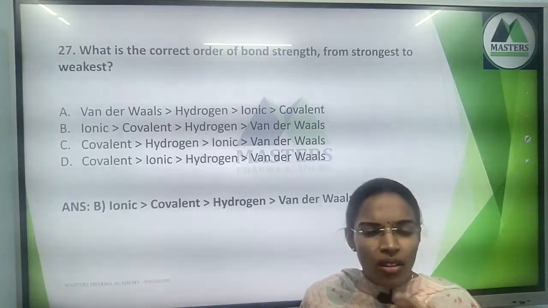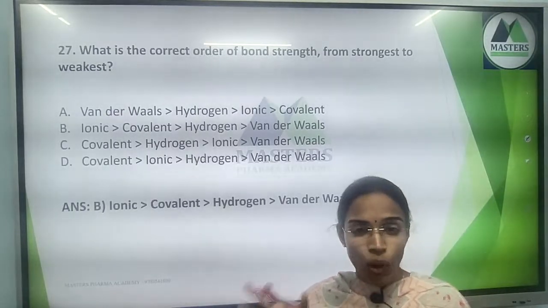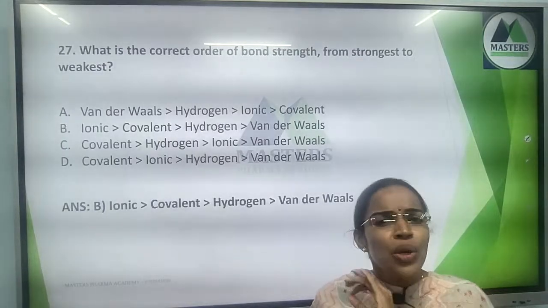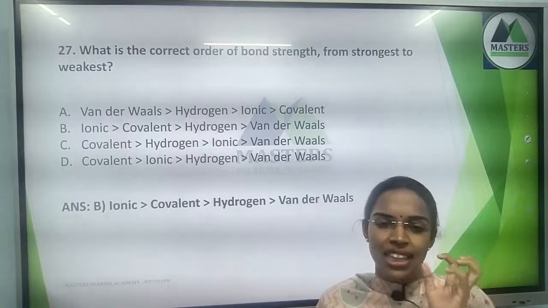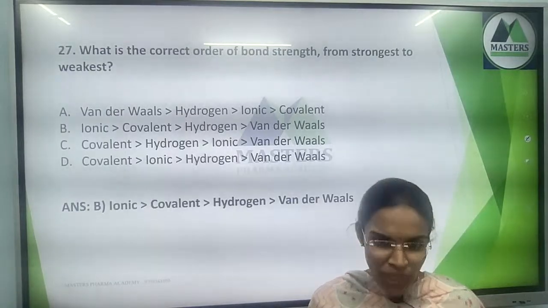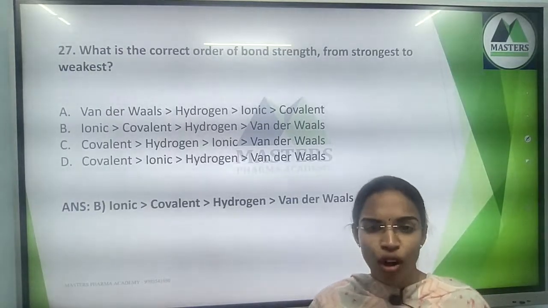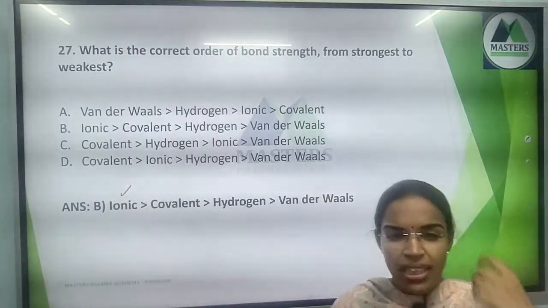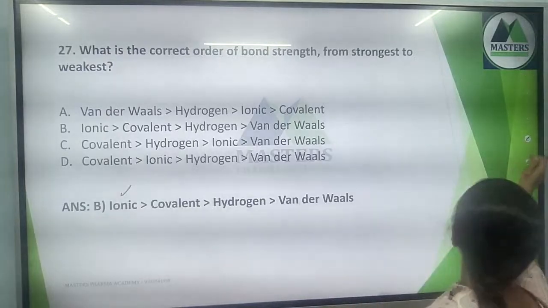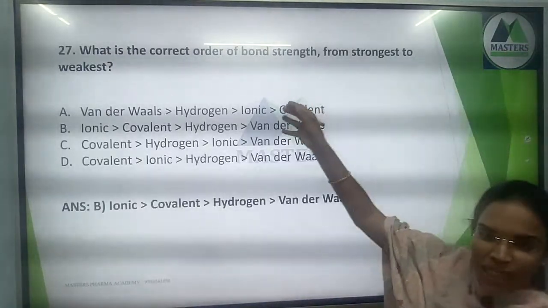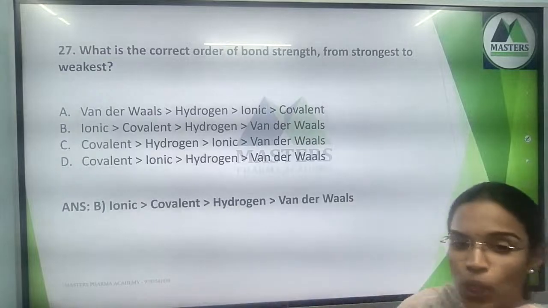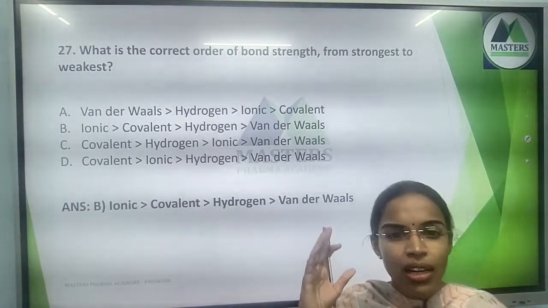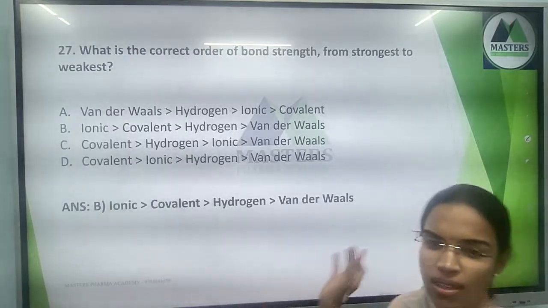We always study, whenever we go through van der Waals forces, weak van der Waals forces of attraction. Van der Waals forces are weakest of all the attractive forces, and ionic bond is the strongest. This was a direct question. Please remember the sequence: ionic bond strongest, followed by covalent, followed by hydrogen, and followed by van der Waals forces.